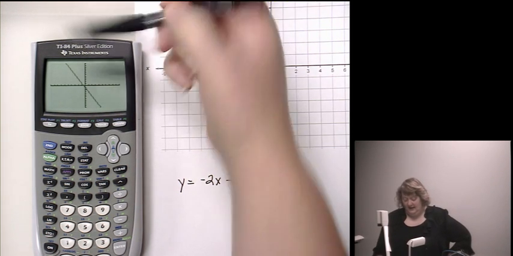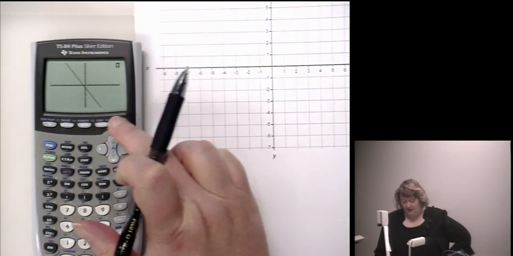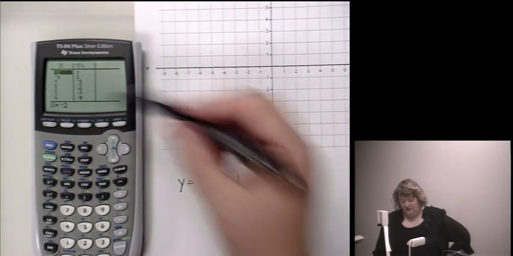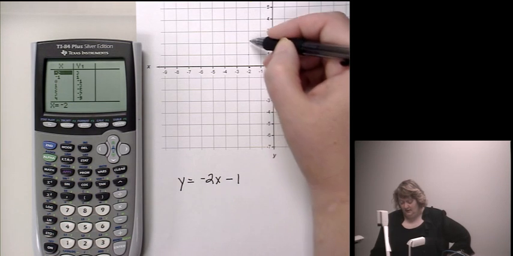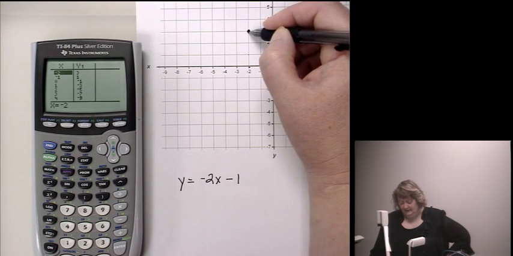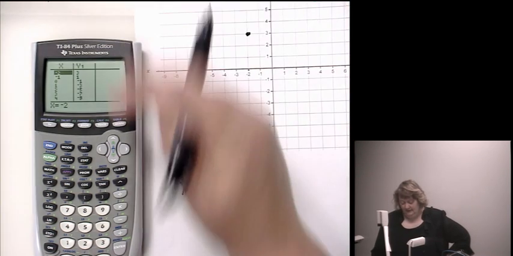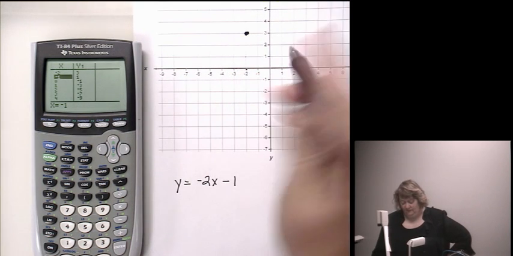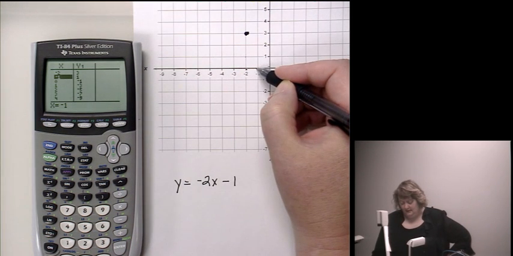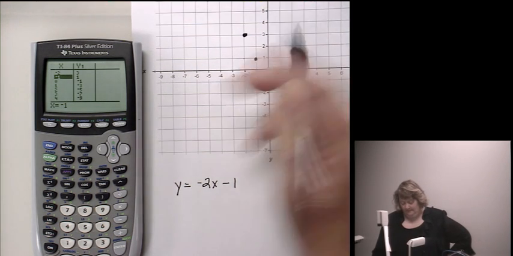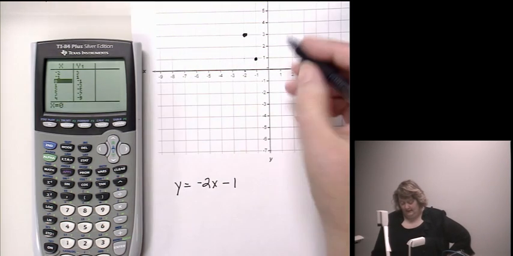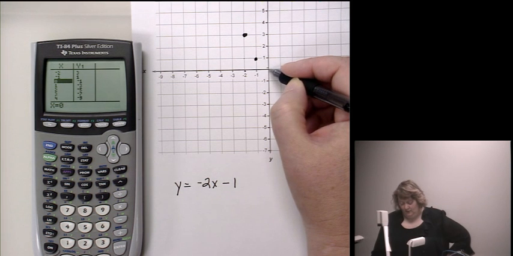And then to graph my points in my ordered pairs, I'm going to graph the point negative 2, 3. The next ordered pair is negative 1, 1. Then 0, negative 1.